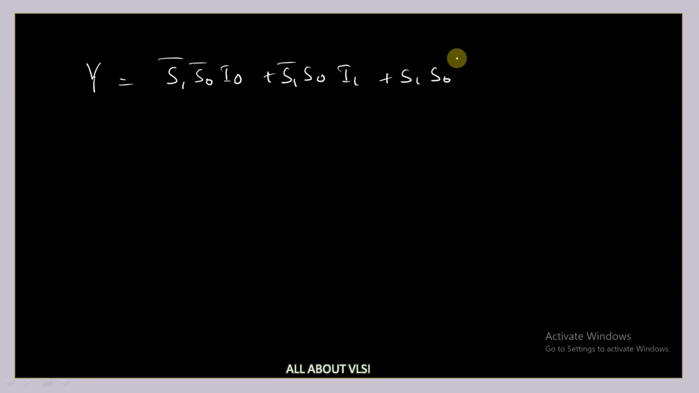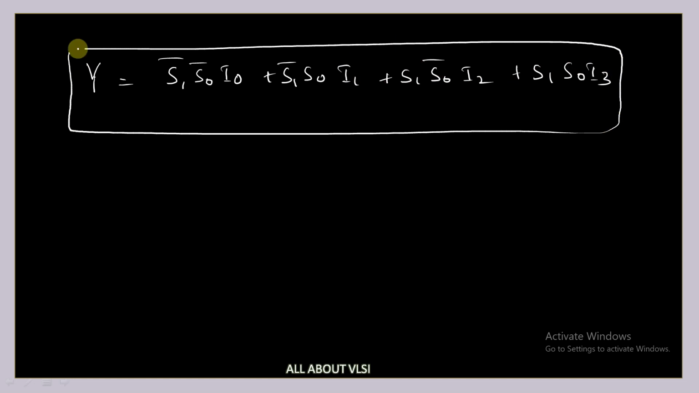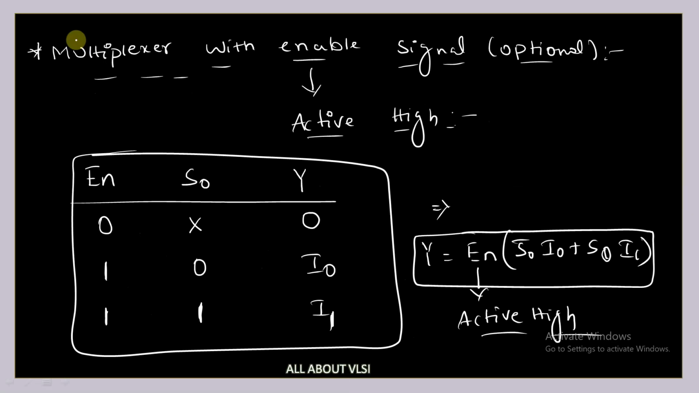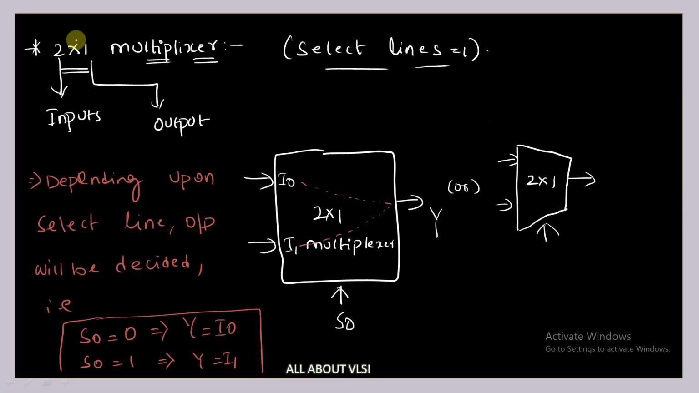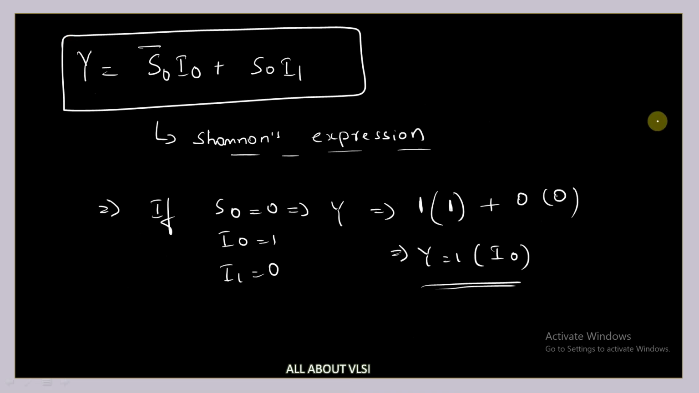And if you want to find the expression for your output, then you can write y is equal to S1 bar S0 bar into I0 plus S1 bar S0 into I1 plus S1 S0 bar into I2 plus S1 S0 into I3. So this is the Shannon's expression for your 4 cross 1 multiplexer. This is how we derive the Shannon's expression. Yes, is it clear? Any doubts or queries up to here? And by seeing this logic expression only, we can draw the logic diagram of your multiplexer.